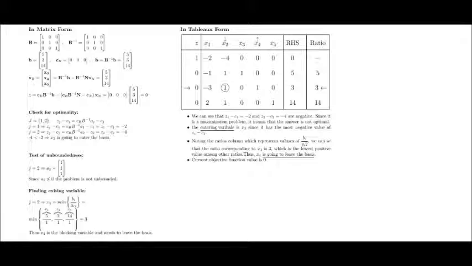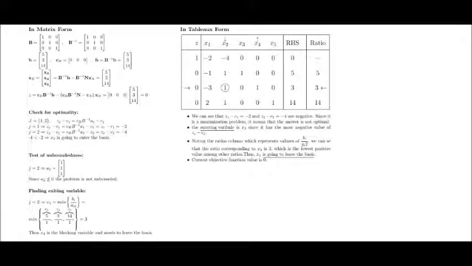Step 3. Checking for unboundedness. For the chosen variable, check for unboundedness. If B inverse times the coefficient of the non-basic variable is not less than or equal to 0, then it is not unbounded. If B inverse times the coefficient of the non-basic variable is less than or equal to 0 for a max problem, then stop, as the LP is unbounded.